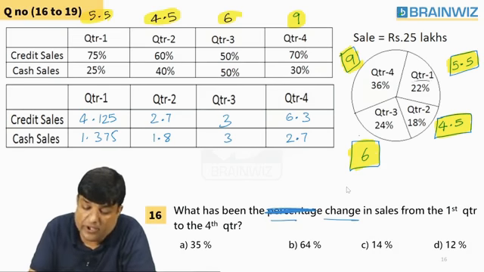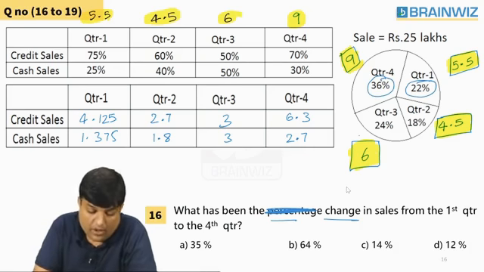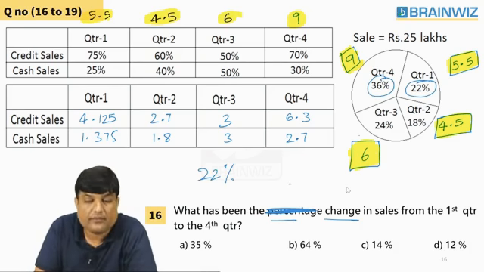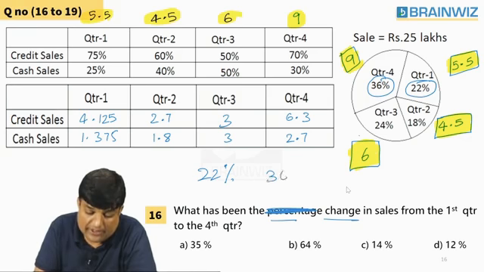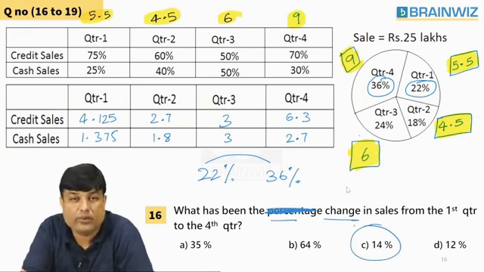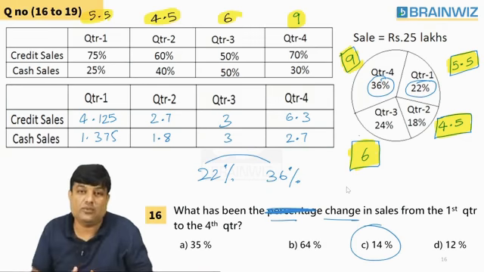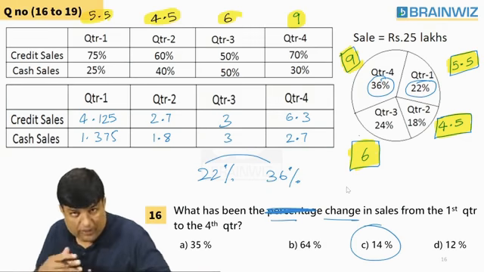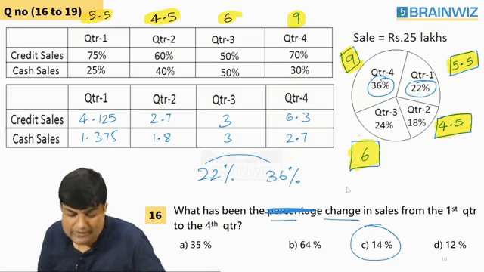Sir, first quarter is 22%. Fourth quarter is 36%. The change is 14%. Everybody is right. But what did he ask you? What is the percentage change? What is the jump in percentage? 100% jump, 15% jump. Let's have a look here.